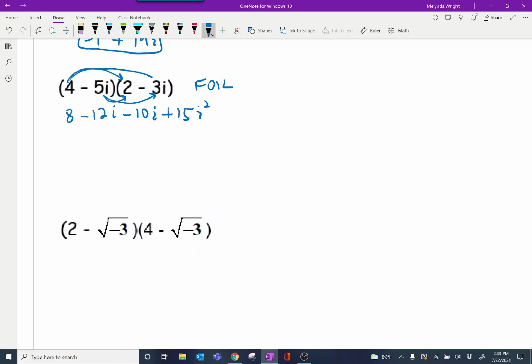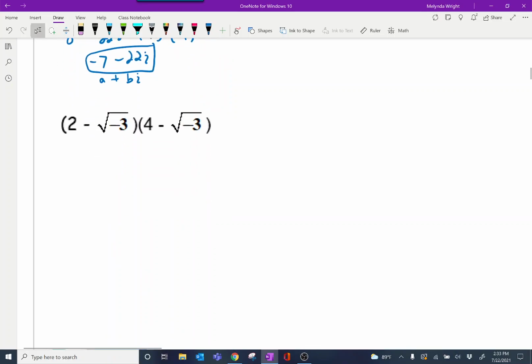Okay, looking pretty good. Now let's clean this up. I've got the 8, and then negative 22i plus 15. Now what did we say i squared was? Yep, that's right. i squared is negative 1. So now continuing to clean up, I've got 8 minus 15, which is negative 7 minus 22i. And we have it in proper form, a plus bi. All right, very good. We're making progress.